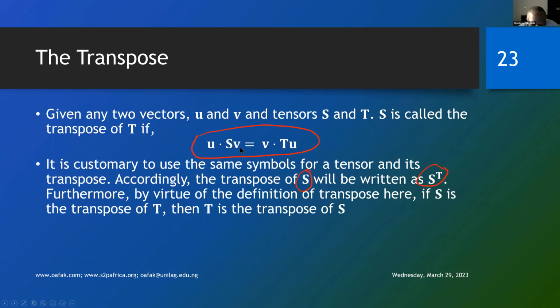If U dot SV is equal to V dot TU, it is customary to use the same symbol for a tensor and its transpose. Accordingly, the transpose of S will be written as S^T, just like we write the inverse of S as S to the power minus 1. We are not raising S to the power T, that's just the way to write the transpose. By virtue of the definition, if S is the transpose of T, then T is the transpose of S.